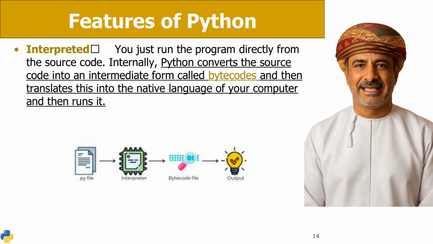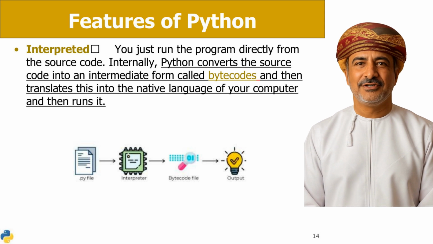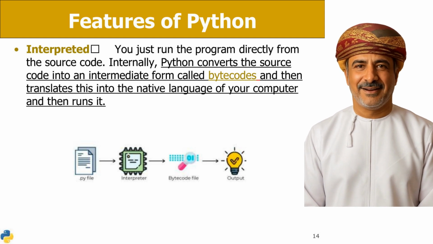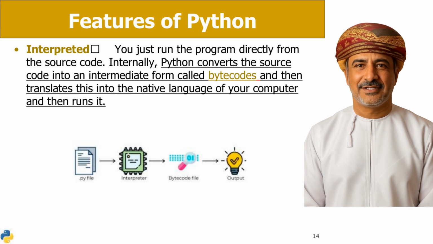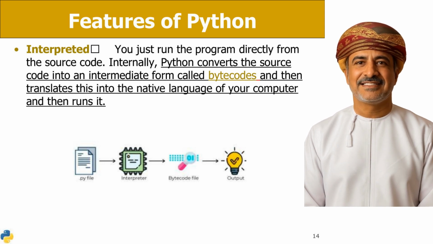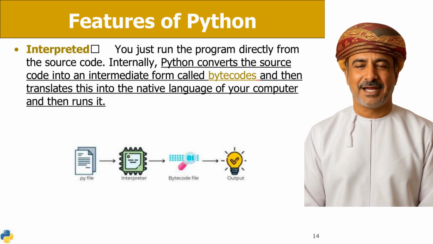Python is an interpreted language, allowing you to execute programs directly from the source code. It internally converts the source code into bytecodes, which are then translated into the computer's native language for execution. This process simplifies development and debugging, enhancing efficiency and flexibility in programming.